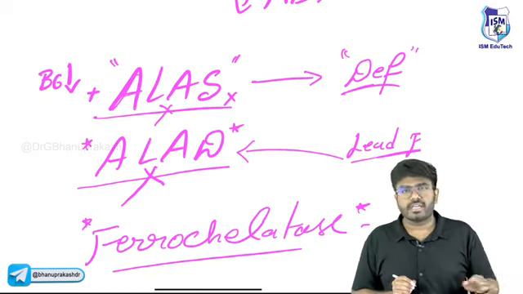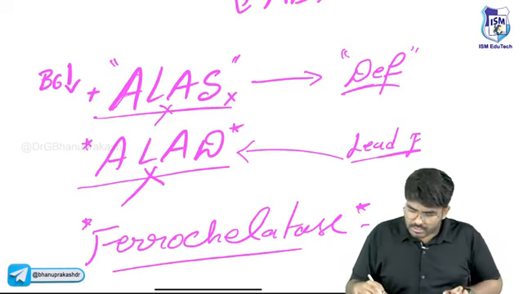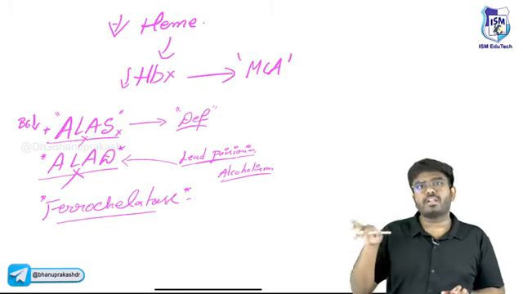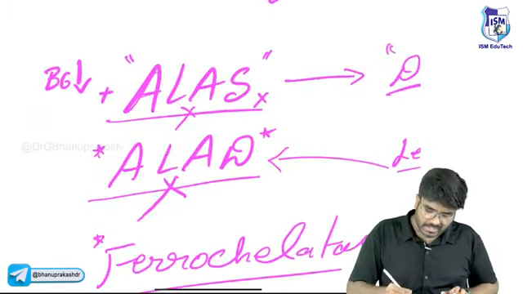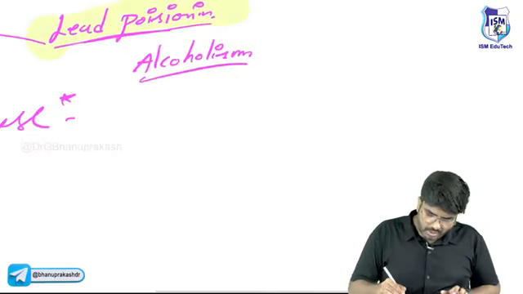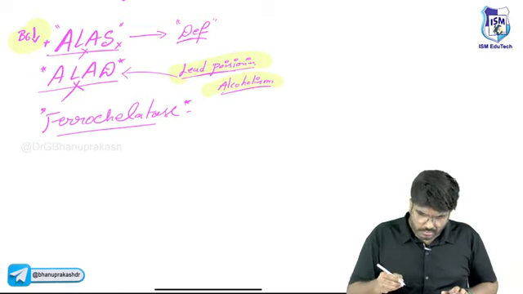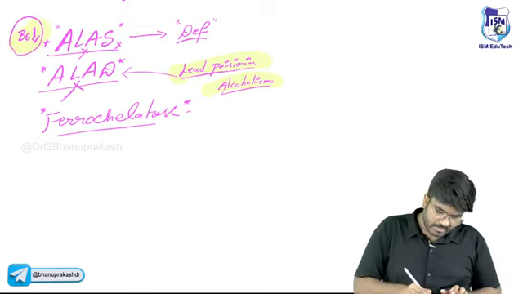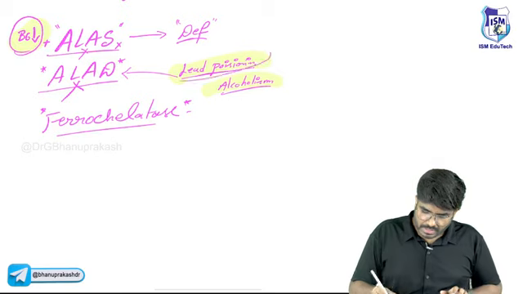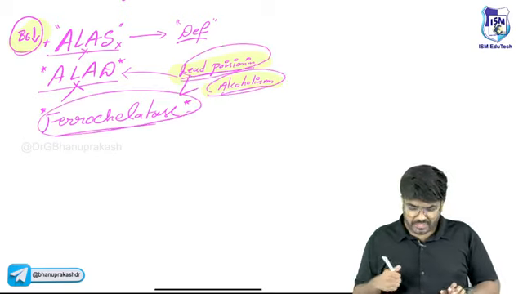If protoporphyrin is not there, heme is not there. If heme is not there, hemoglobin is not there. So that will cause microcytic anemias. So what are the causes of this sideroblastic anemia? B6 deficiency can cause it. Lead poisoning can cause it. Alcoholism can cause it. So these are the important causes. They will also affect ferrochelatase.